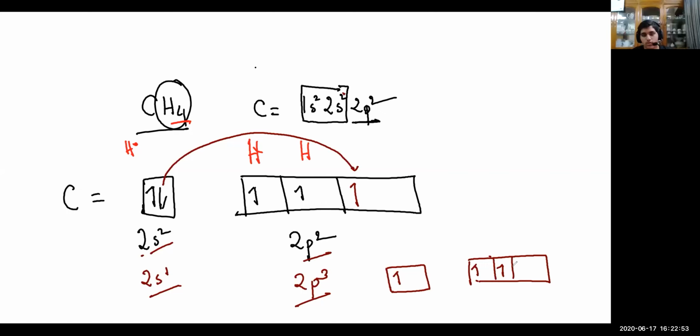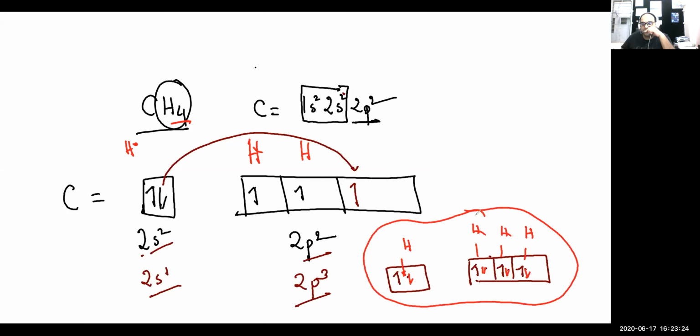Another one will be a p. So now there is an empty spot for each of the orbitals. Then hydrogen comes, and hydrogen donates electrons to each of the orbitals. So what do we call this? This is a CH4 molecule, and the process is hybridization. And what are they forming? They are forming sigma bonds.